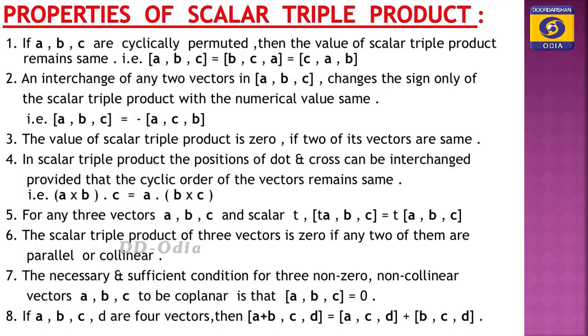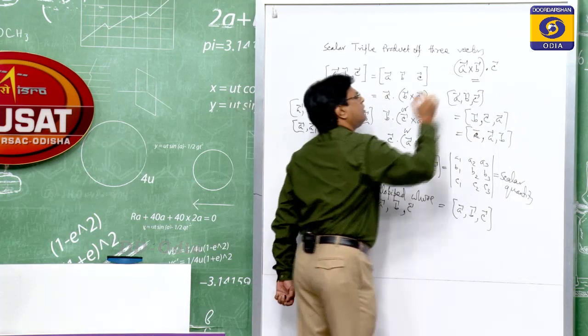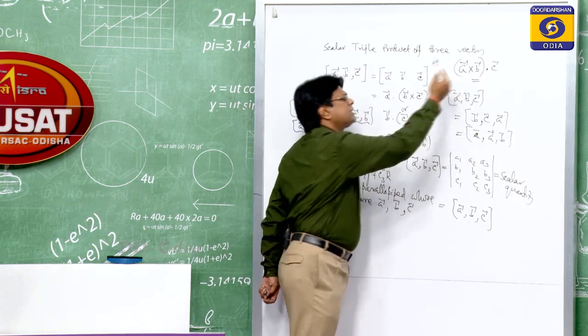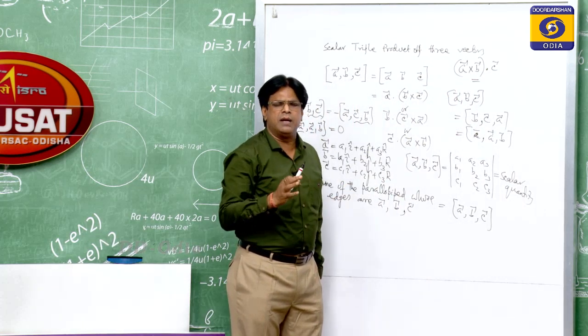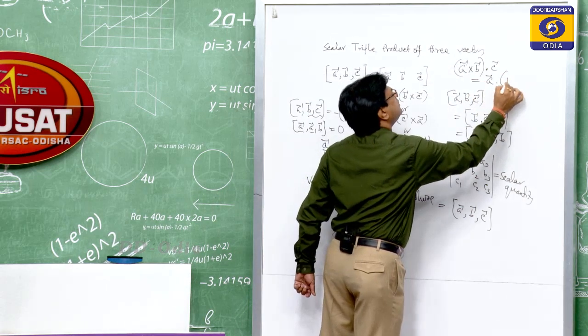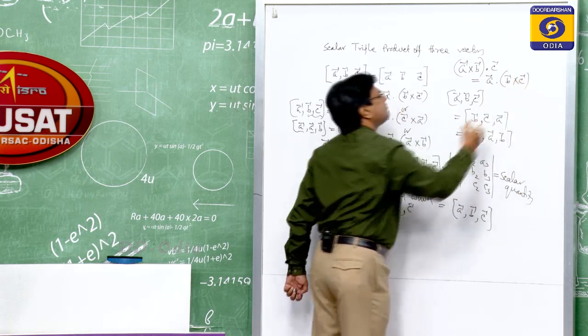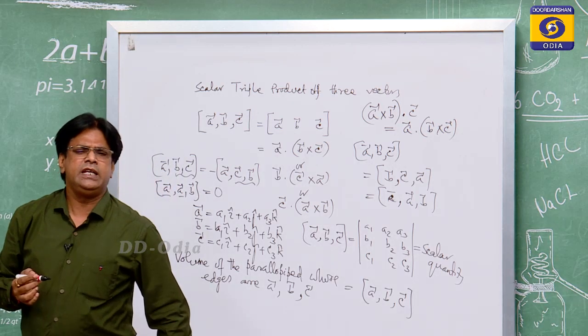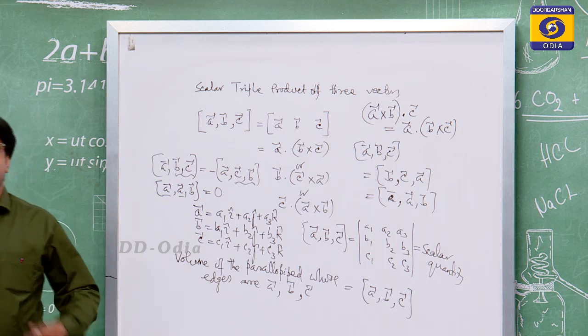Another property is that the positions of dot and cross product are interchanged, provided that the cyclic order of the vectors remains the same. Suppose you have to find A cross B dot C. The value also remains unchanged when we interchange these, but the cyclic order should be maintained. That means A dot B cross C, for any 3 vectors A, B, C and scalar T.